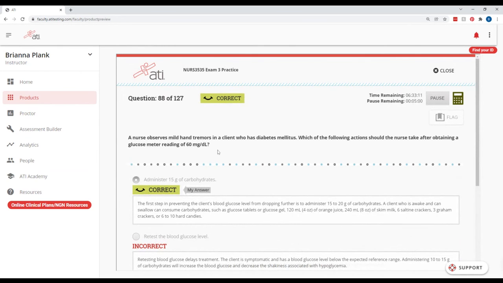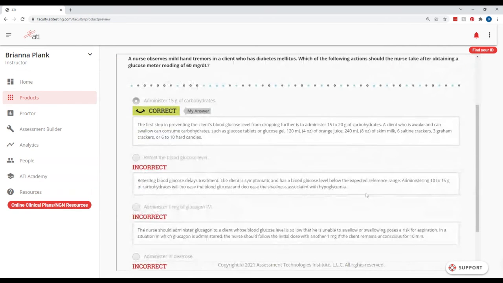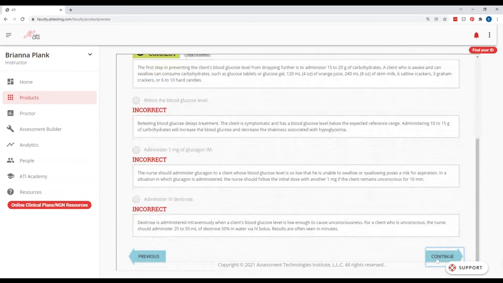Okay, we got 60. We're gonna give 15 grams. 60 is low, but it's not an emergency, right? So if we get a really low reading, we're gonna be a little bit more aggressive than giving 15 grams of carbohydrates. If it was 30, we're gonna be doing more aggressive measures than just a snack, right?